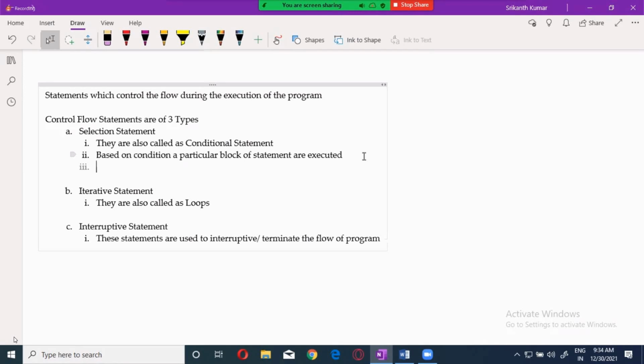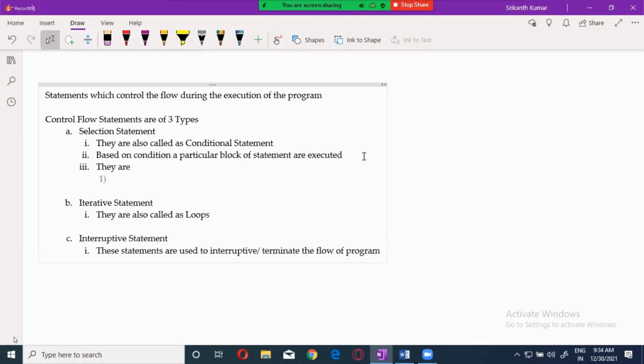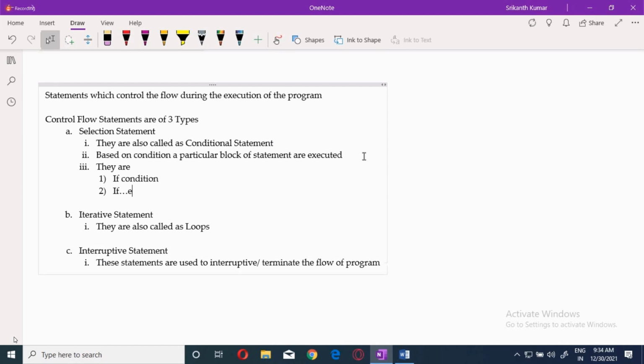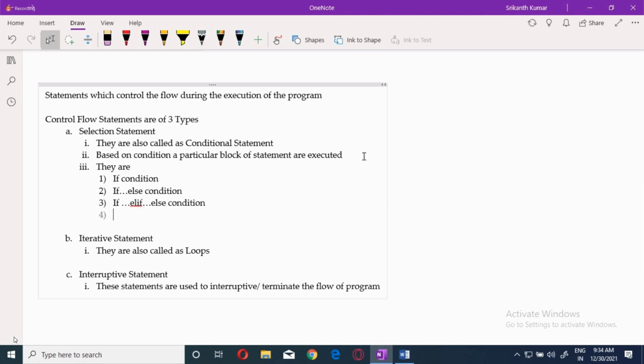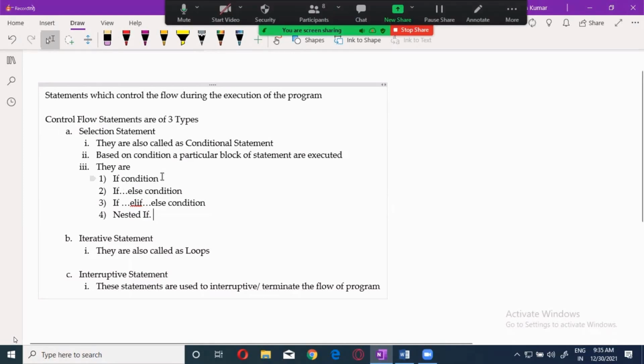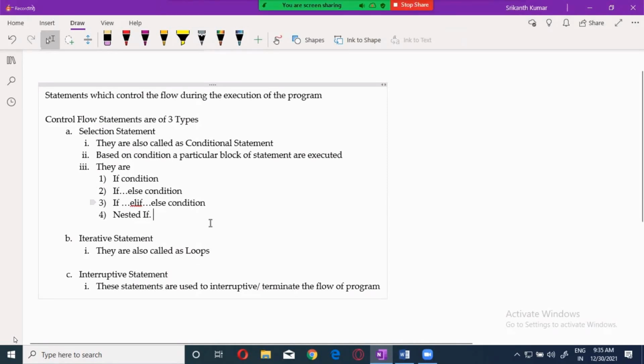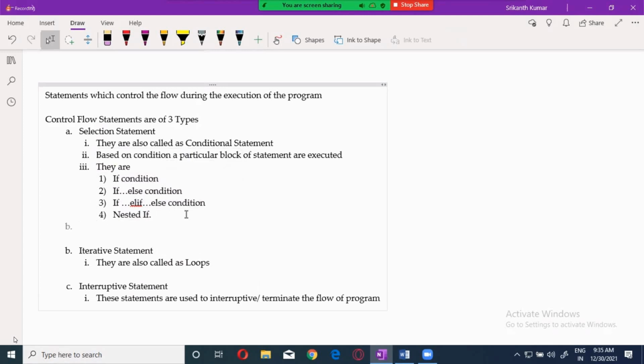They are nothing but the if statement. They are if condition. Second one, if else condition. Third one, if elif else condition. Fourth one, nested if. So first is if condition, if elif condition, if elif else condition, and nested if condition. Now we are going to see them one after the other.